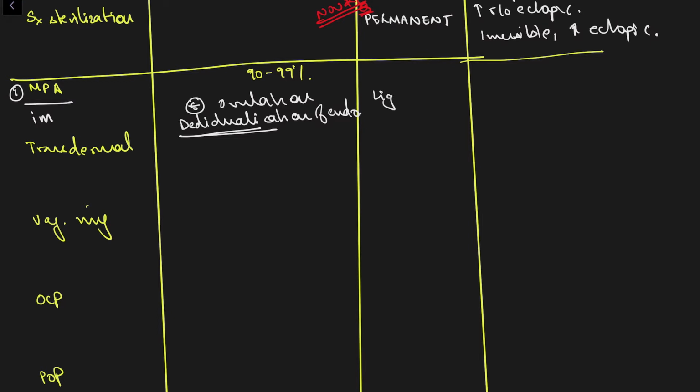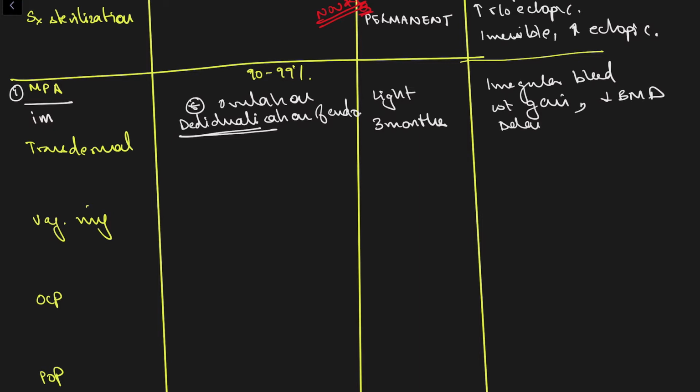What are the advantages? That the periods will be light and it works for 3 months. Disadvantages are irregular bleed, there are chances of weight gain, then decreased bone mineral density, and there can be delayed fertility up till 10 months after discontinuing the MPA.